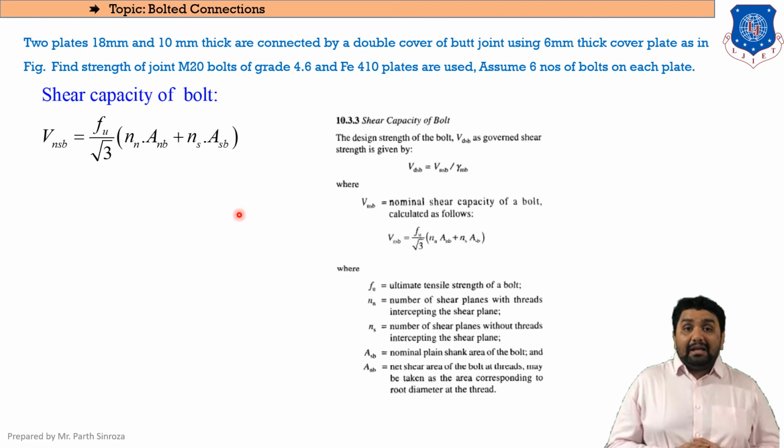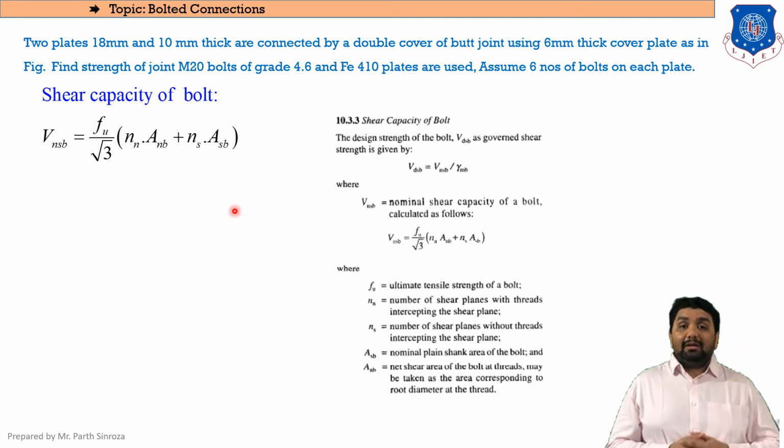But keep in mind, here we are dealing with a double cover butt joint. Till now we were discussing lap joints. The main difference between a lap joint and a double cover butt joint is that in a lap joint, whether it is single shear or double shear, we will be considering these values only in the nn portion. Again, whether it is given as single shear or identified as single shear or double shear, we will be keeping the value 1 or 2 in the term nn itself in the case of lap joints.